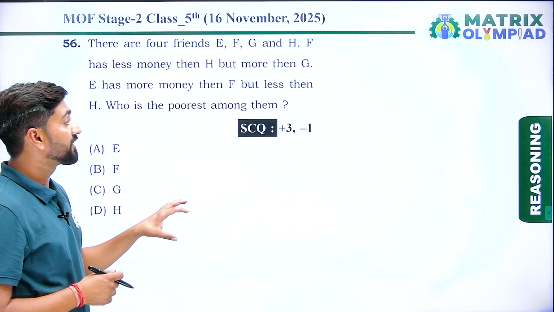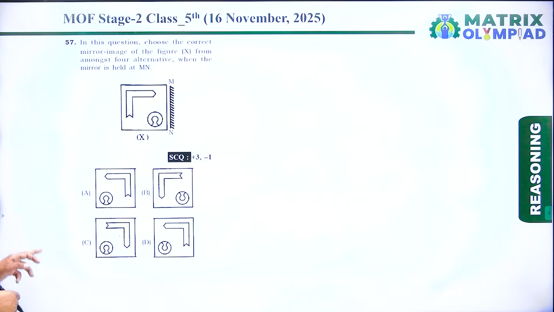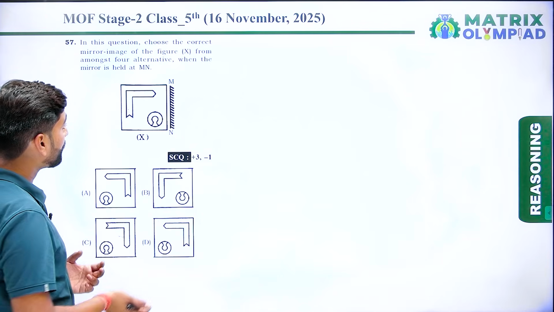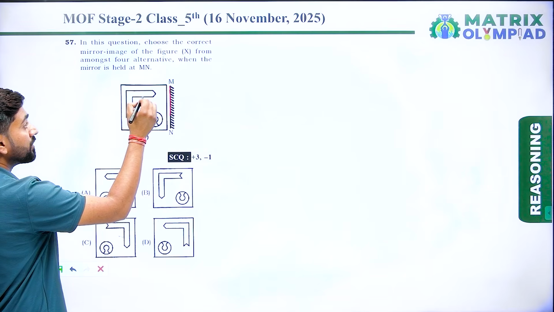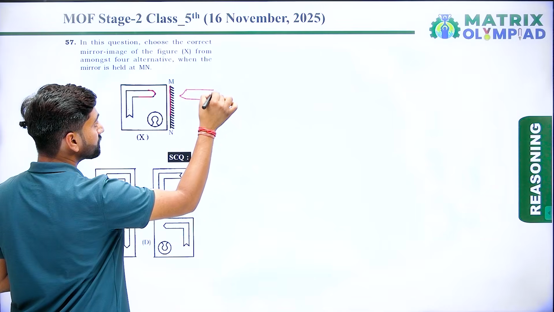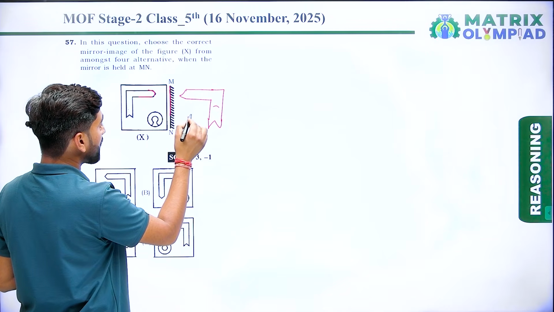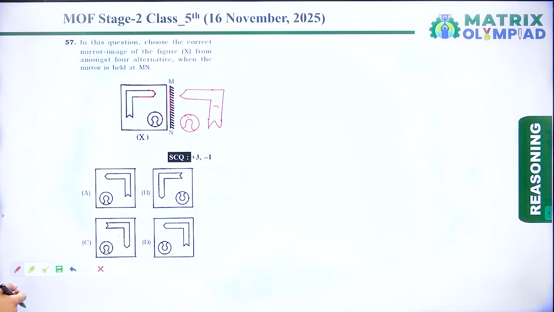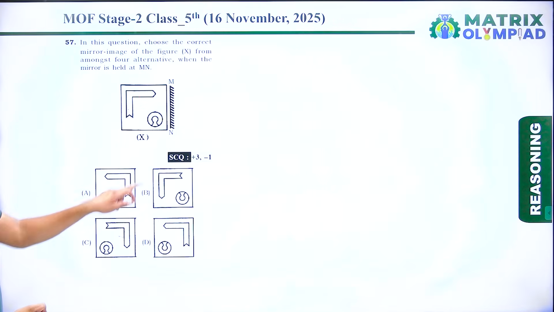Now let's move to the next question. In the next question, question number 57, we have to find out the correct mirror image of the given figure X. So if we assume that the mirror is MN, the mirror image of this part will look like this in the mirror. And this part will look like here and like this. So option number A is the right answer for the given figure X.